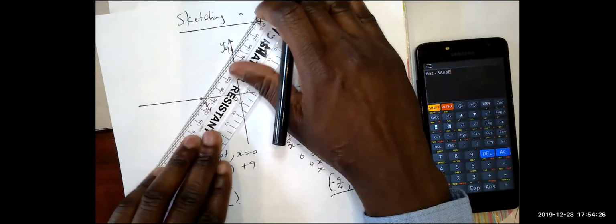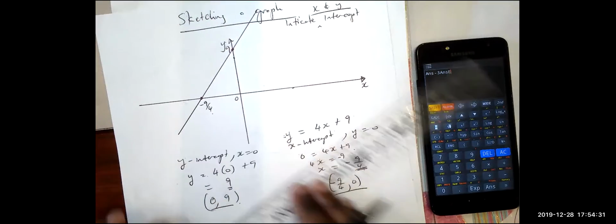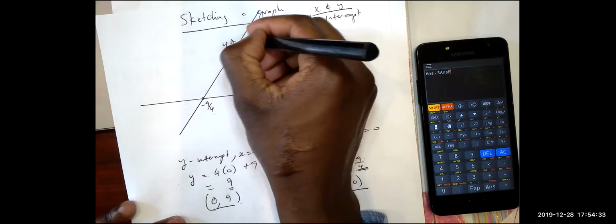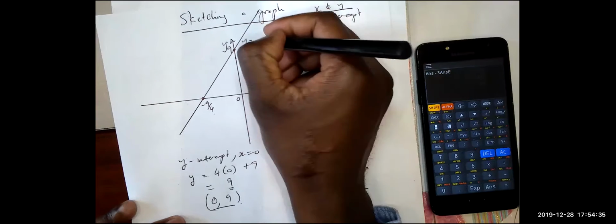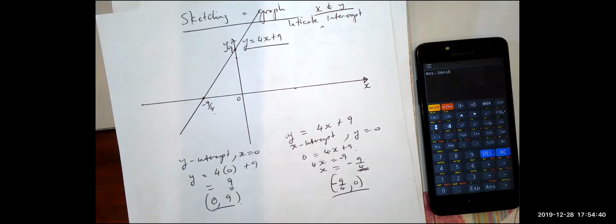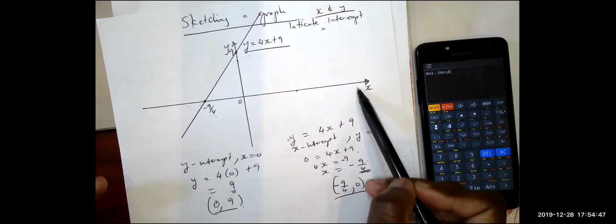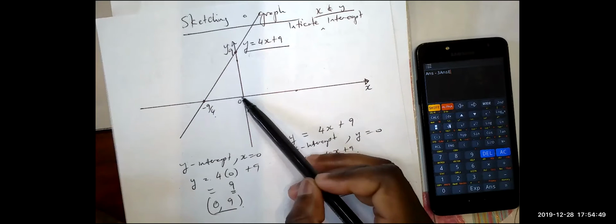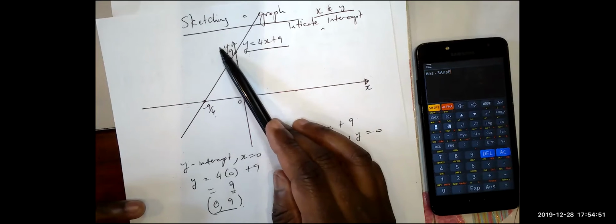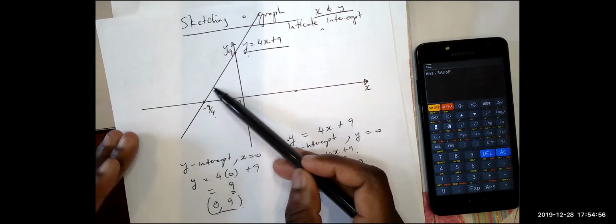Then what do you need to do after that? You need to connect your two coordinates. Then after that, you label y equals 4x plus 9. That's it, then you are done. That's how you're supposed to sketch. When you're sketching a graph, you need to label it. You also need to show the x-axis, the origin and the y-axis very clearly. Then you only need to put in the intercepts. That's what you need to worry about.